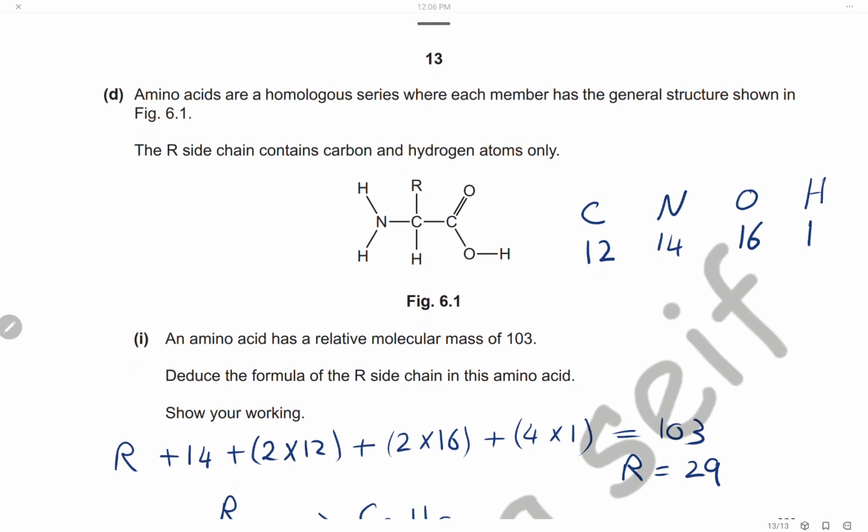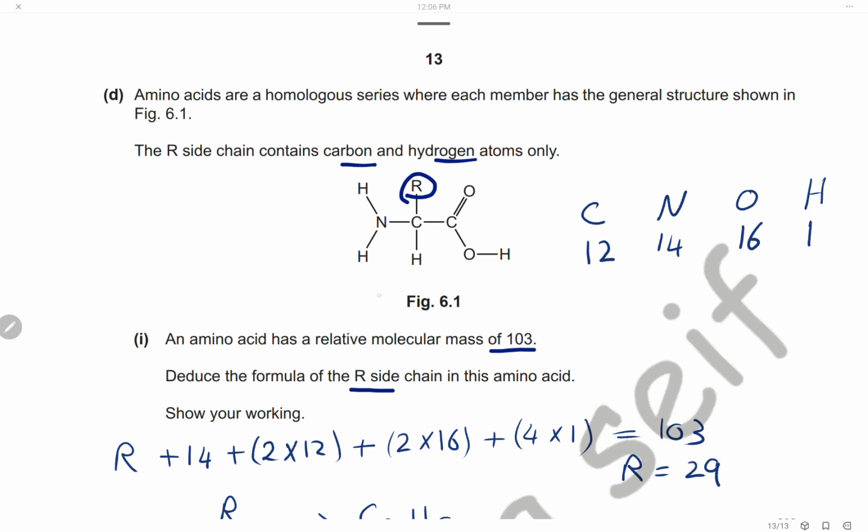Amino acids are a homologous series where each member has the general structure shown in the figure. R is the side chain, containing carbon and hydrogen atoms only. Here we have the side chain, which is an alkyl group, containing carbon and hydrogen atoms only. An amino acid has a relative molecular mass of 103. Deduce the formula of the R side chain in the amino acid.